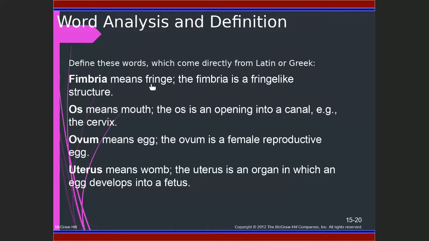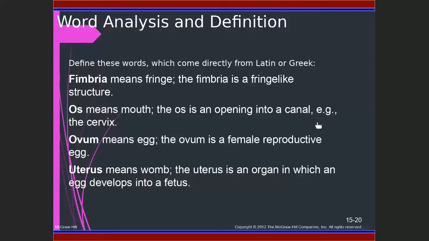Fimbriae. Fimbria means fringe. Fimbriae is plural. Okay. The fimbriae is a fringe-like structure, and that's where the egg comes out of from the fallopian tube.